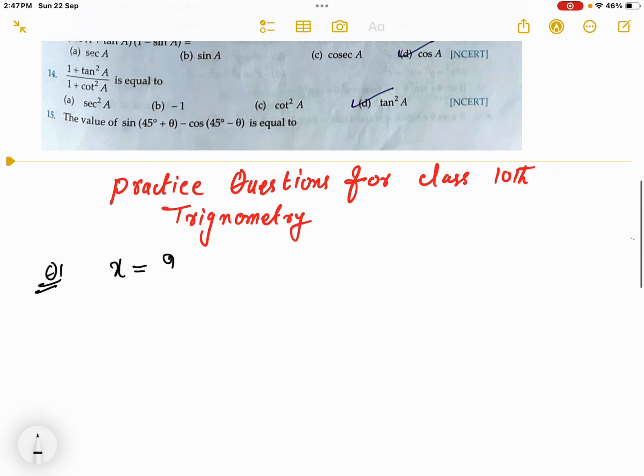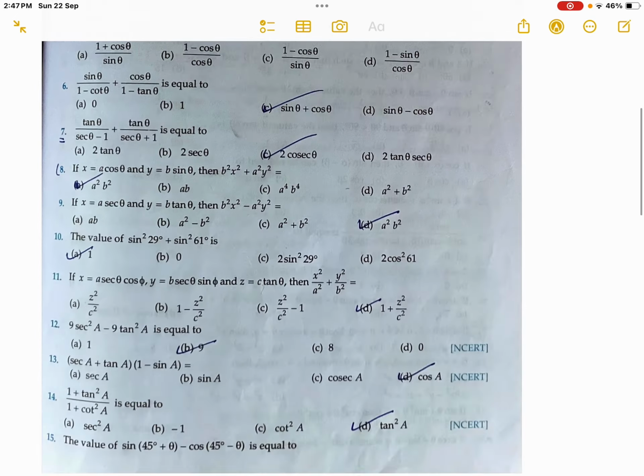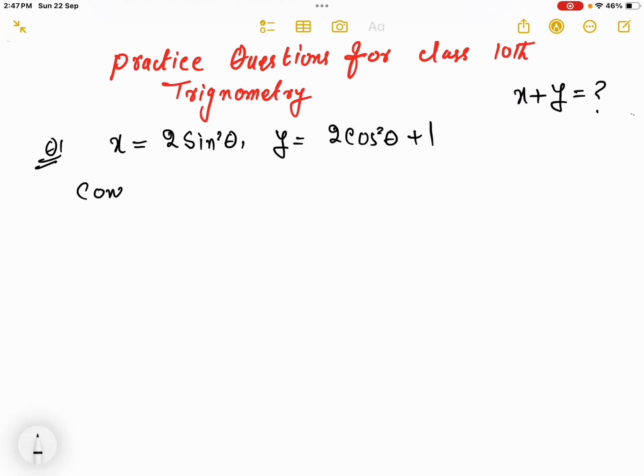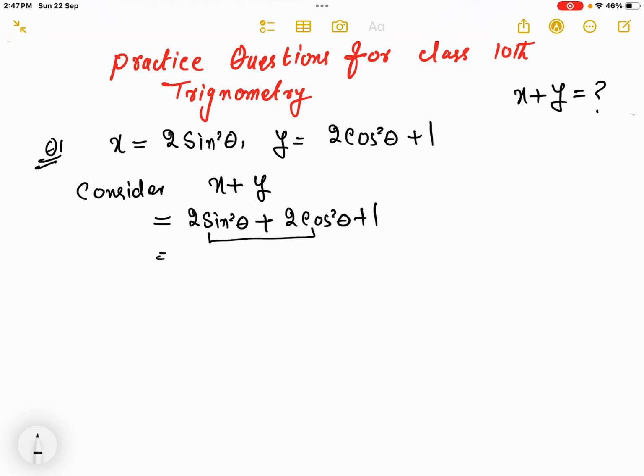I am given that x is equivalent to 2 sine square theta and y is equivalent to 2 cos square theta plus 1. I have to find the value of this quantity x plus y. So x plus y will be equal to, I'll plug in the value of x, twice sine square theta, plus the value of y, twice cos square theta plus 1. Now from these two expressions, I can pull out 2. 2 will be common. So inside will remain sine square theta plus cos square theta, plus the constant term 1.